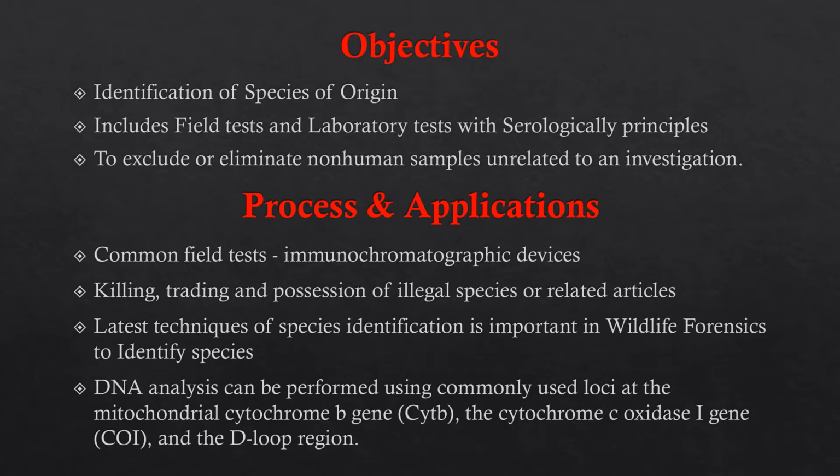Objectives of species determination. First, identification of species of origin is our main objective. We are going to identify which species it was. Basically, in forensically important cases, we are going to identify the given biological fluid. It can be blood, vaginal fluid stain, semen, saliva, etc. Anything it can be. We need to identify which species it is.